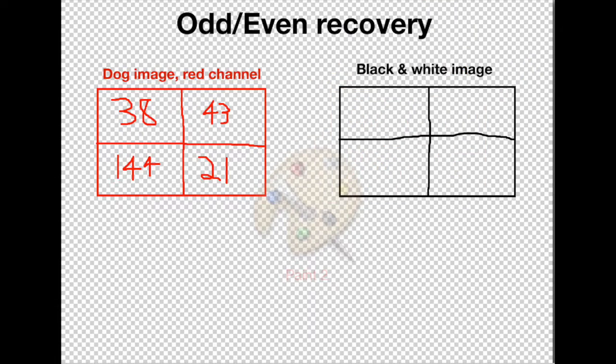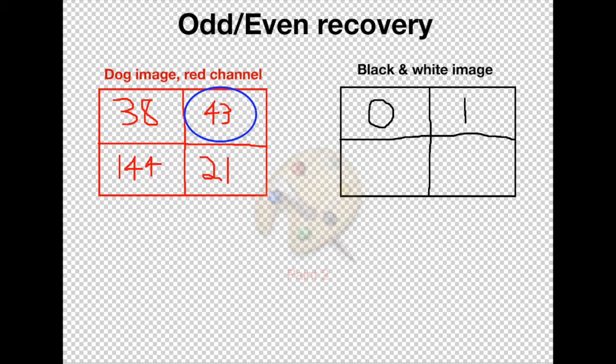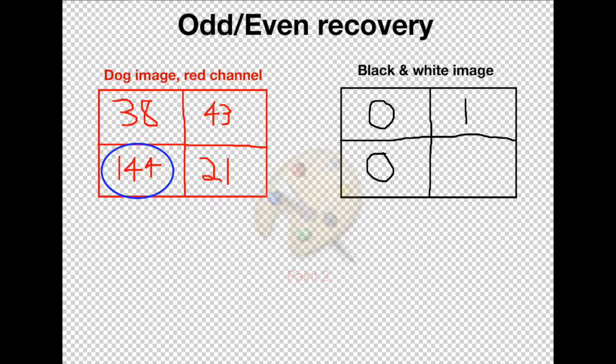To recover the hidden image, we simply work backwards. The recovery function starts by making a blank image. Then it goes through each pixel of the red channel of the dog image. If a pixel is even, the corresponding pixel in the blank image is white. If a pixel is odd, the corresponding pixel will be made black.